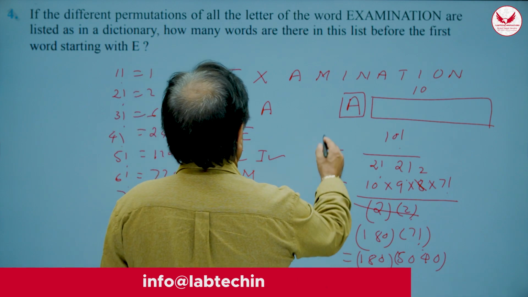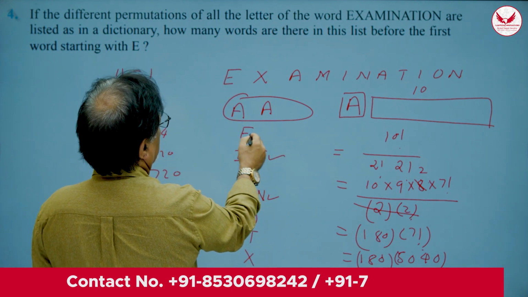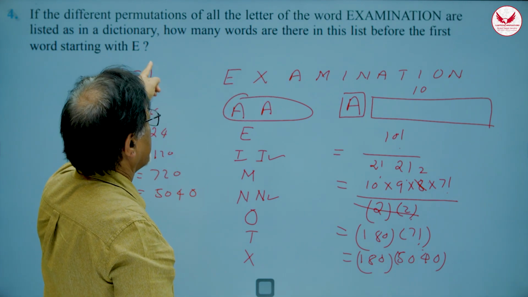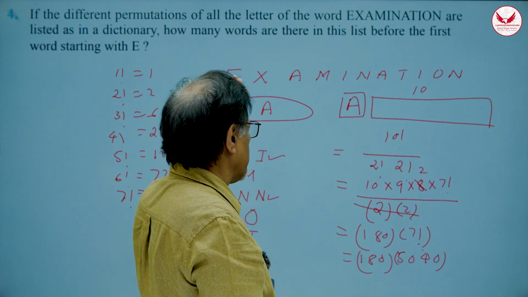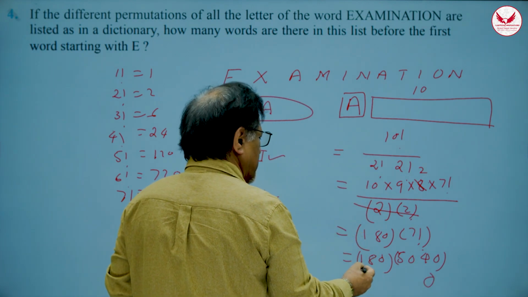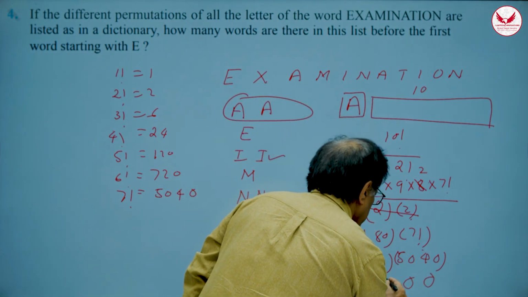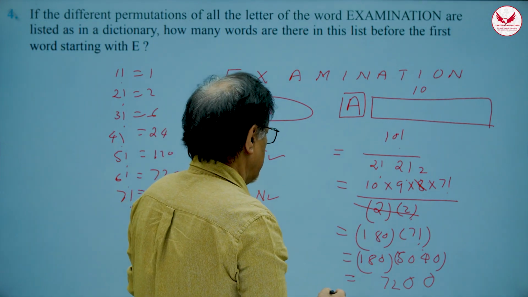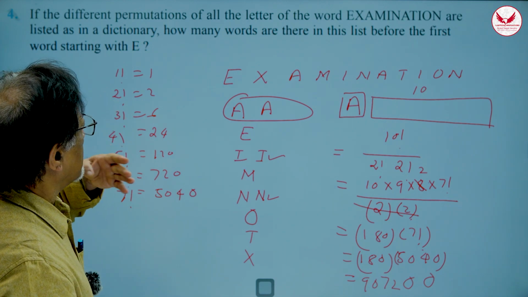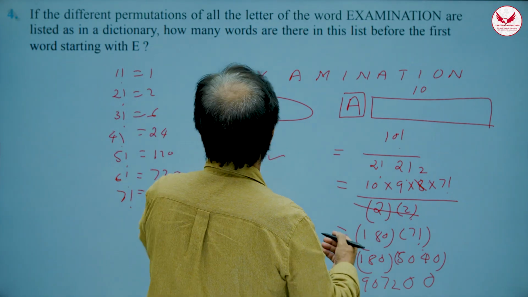Now, this is A. So all the words starting with A are over, and immediately the word which will appear will start from E. The problem asks for the words before the first word starting with E, that means these many words will come before the word starting with E. If you want a numerical answer for this, it is 180 multiplied by 5040, so these many words can be formed before the word starting with E appears. So that is the answer to this question.